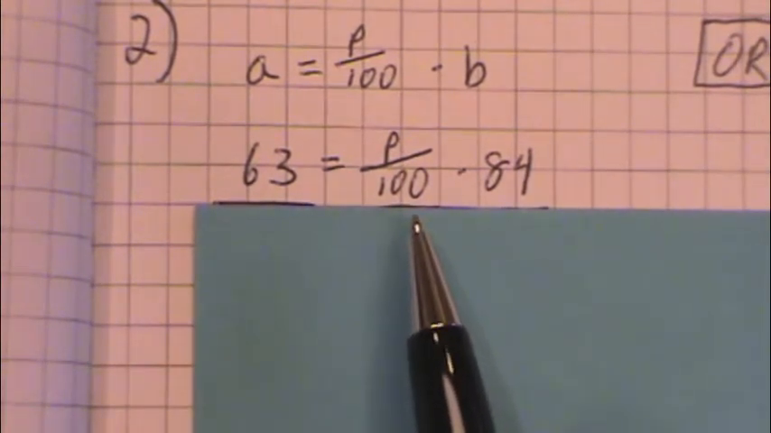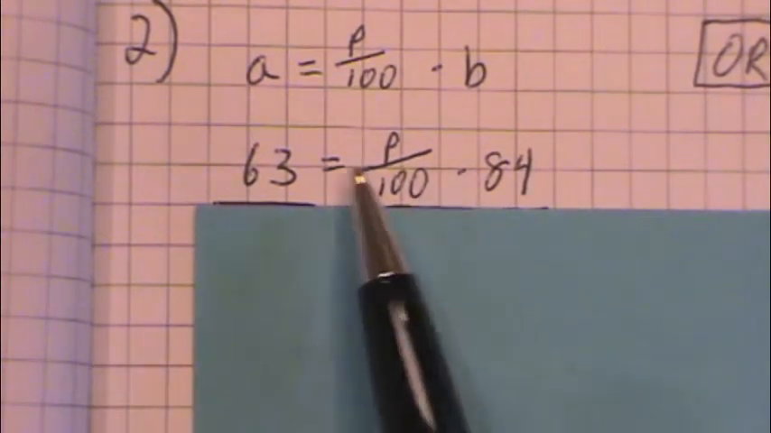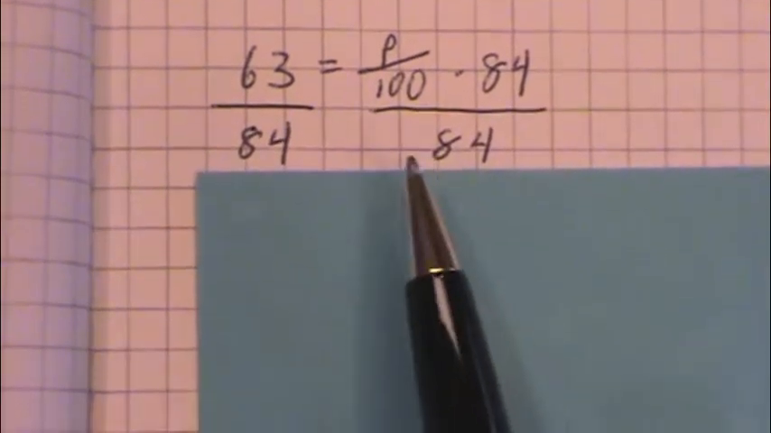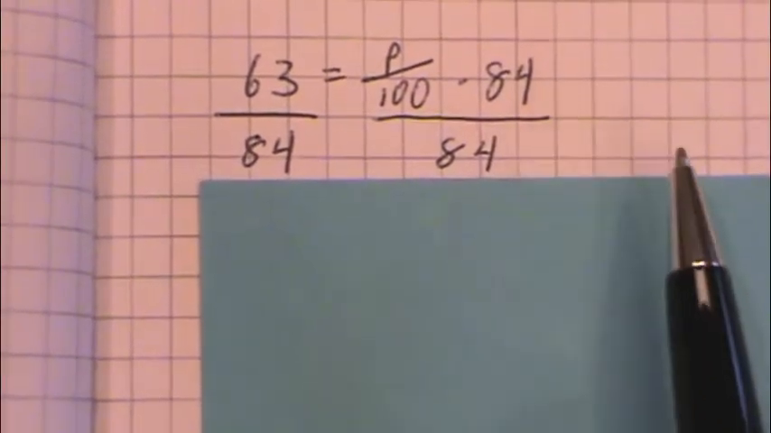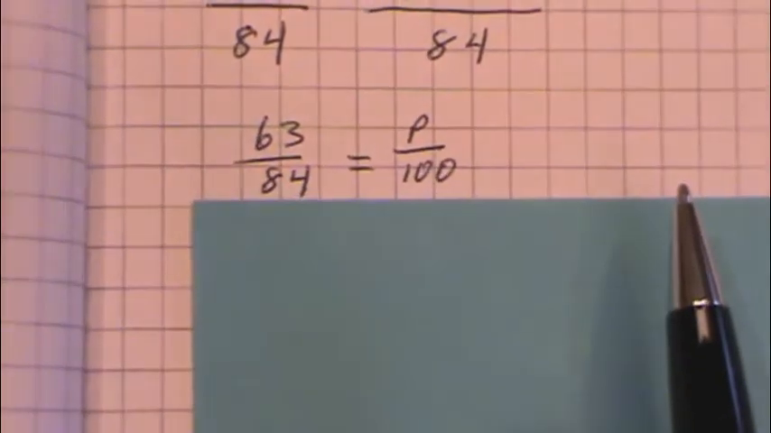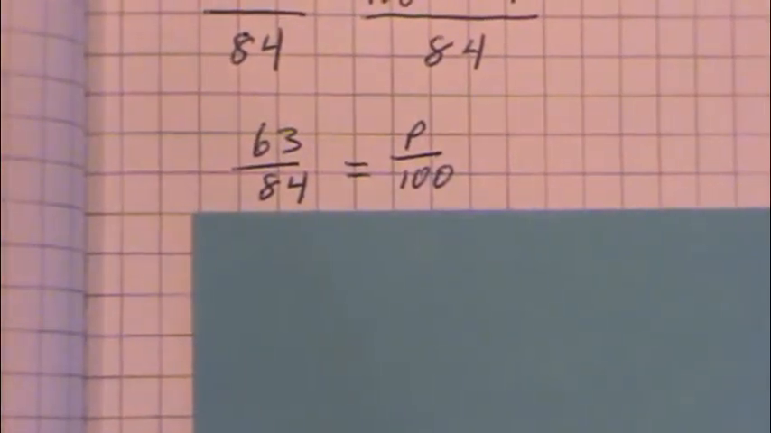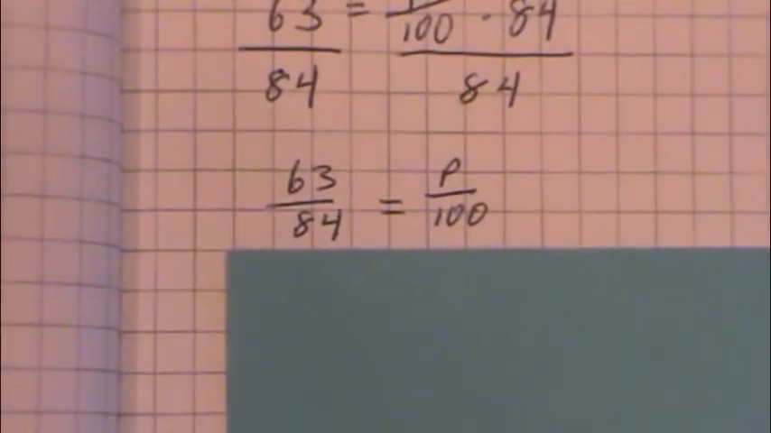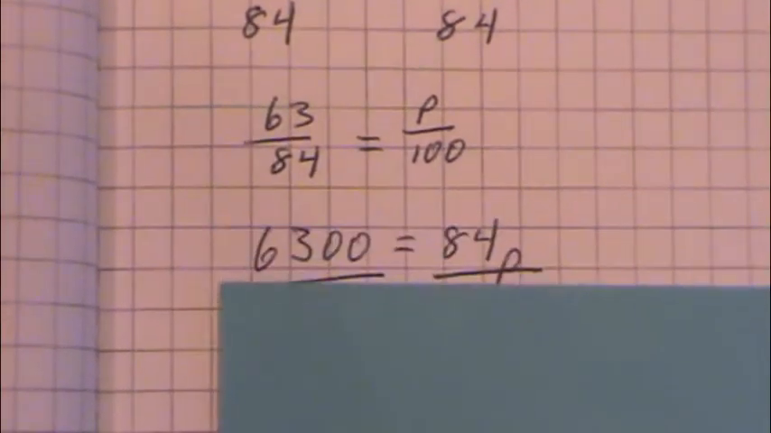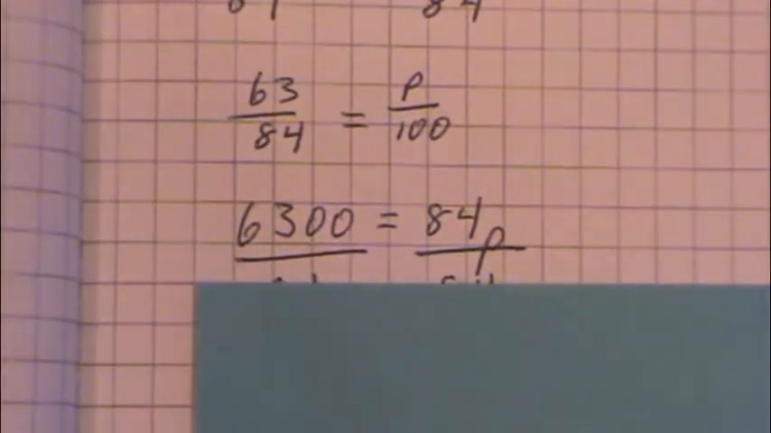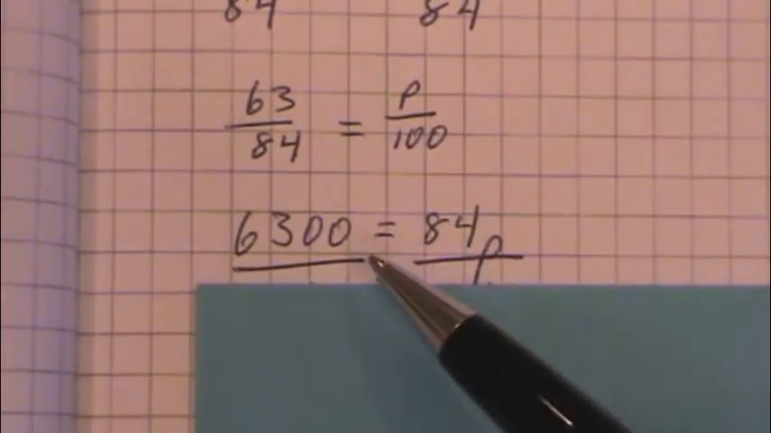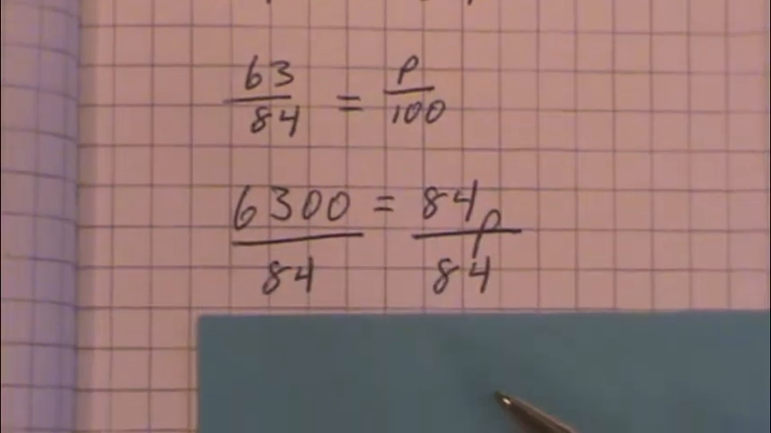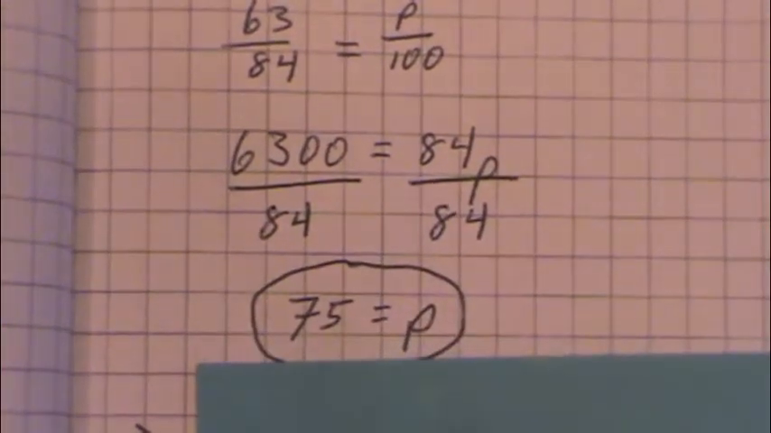I could have solved this a few different ways. I could have started by multiplying each side by 100. I decided to start by dividing each side by 84. Why? Well, because then I ended up with a nice proportion that I could cross multiply on. So then we end up with 84p equals 63 times 100. Make sure you have the right number of zeros in here. Now I'm going to divide each side by 84, and you're going to end up with 75.